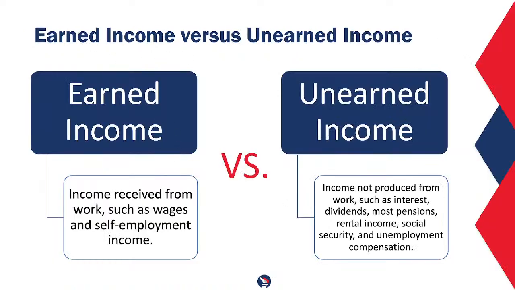Earned income versus unearned income. Again, I mentioned this before in a previous one. Earned income is income received from work, such as wages and self-employment income. Unearned income is income not produced from work, such as interest, dividends, most pensions, rental income, Social Security, and unemployment compensation. All of this is the money doing the work. Your investment's doing the work. You're not doing the work. Over here, earned income, you're doing the work. Right now, what I'm doing, I'm going to get paid for it. This is earned income. I'm doing the work.